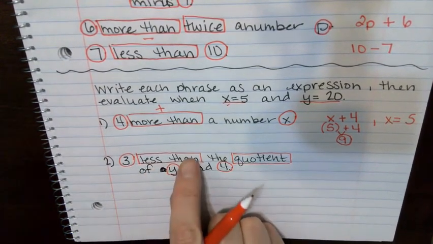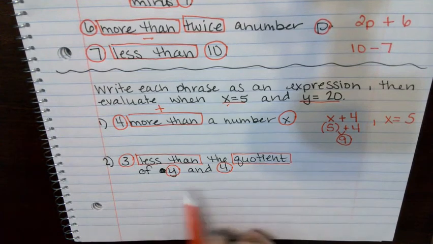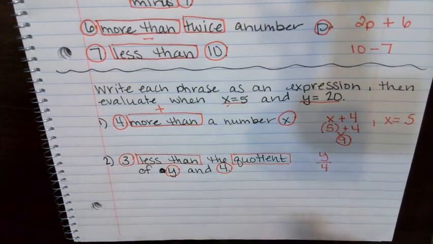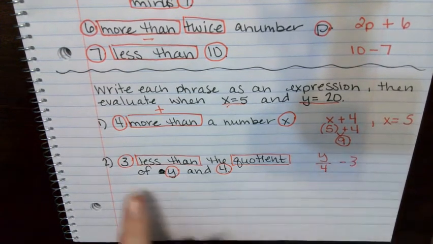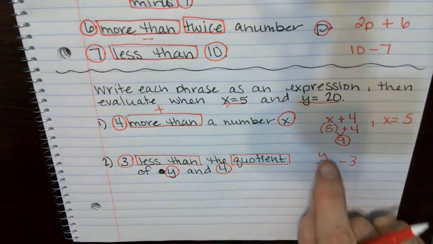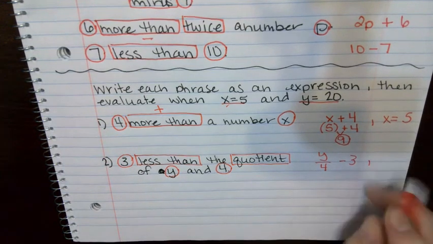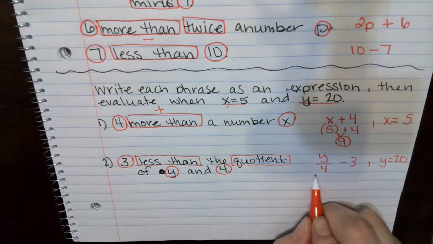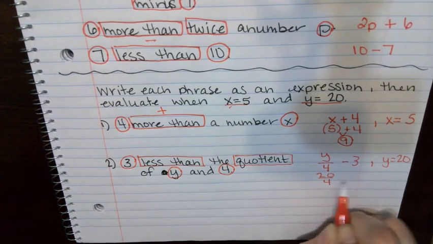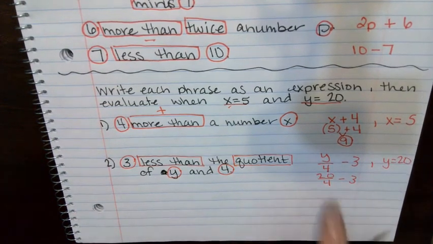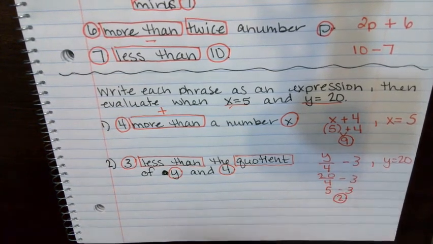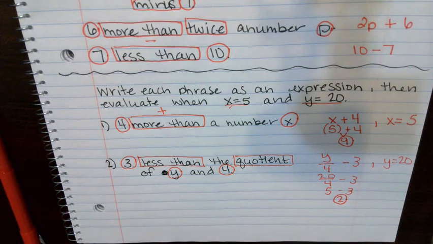Plus 3 less than means to put it last. So the quotient of y and 4 would be y over 4 and then minus 3. So this is 3 less than the quotient of y and 4. And I know that y equals 20. So I would put 20 over 4 minus 3 for substitution. That's 5 minus 3, which is 2. Okay, last one.